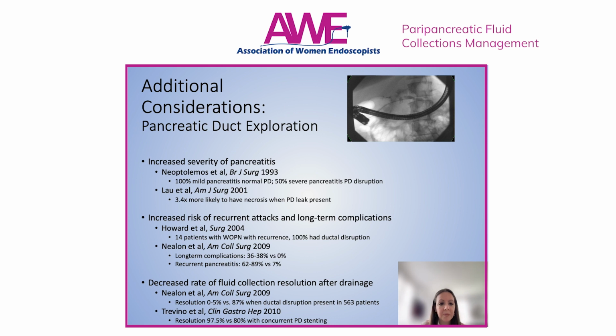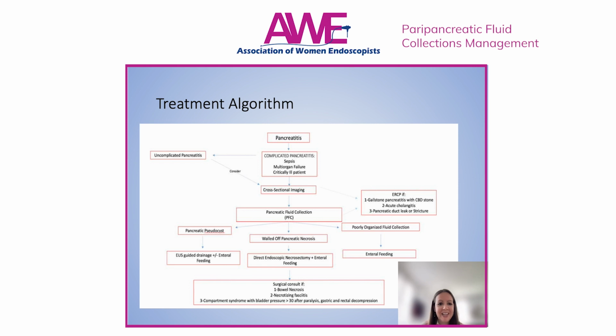And lastly, it's important to think about the pancreatic duct as well. Draining a collection like this is very efficacious, but if there is a disruption in the pancreatic duct, then once you take your drainage stent out, it's likely that that collection will recur unless the pancreatic duct leak is treated at the same time. And I will just end here with an algorithm from my institution.